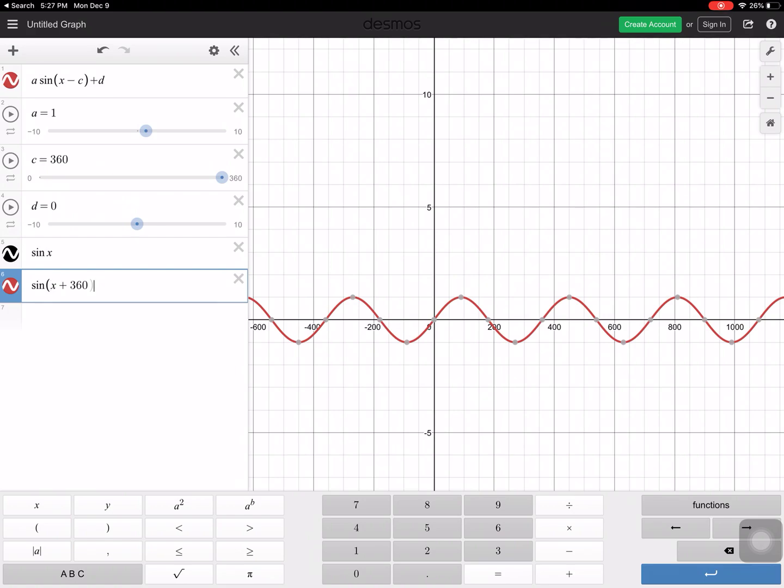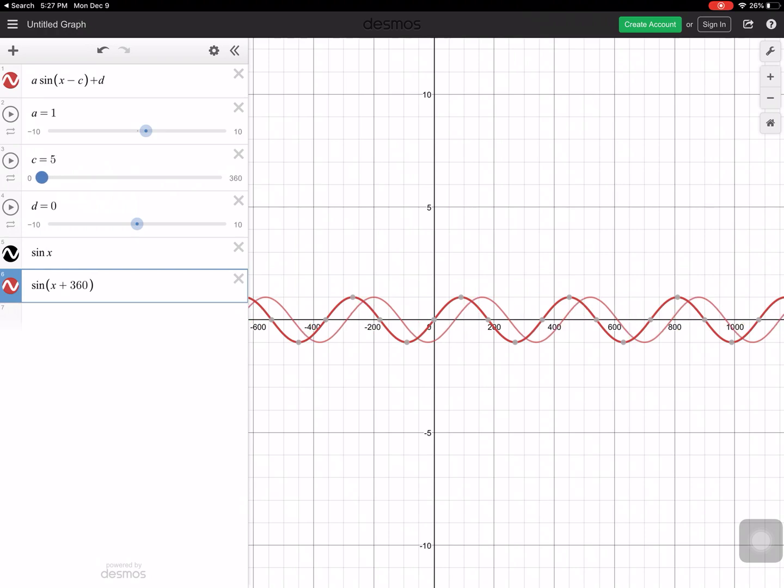Even though sine x and sine (x plus 360) are different equations, they're drawn right on top of each other because it's a 360 degree period. That's the idea I've been trying to give you here. If we shift it 360 degrees to the right or left, it just overlaps the original one because it's a periodic function. It repeats itself over and over and over again. And finally, let's go back to 0 here.